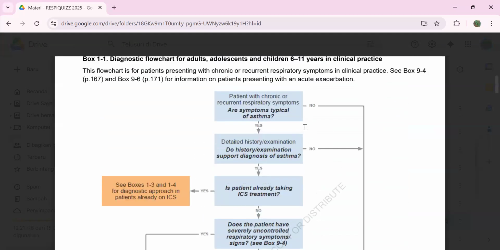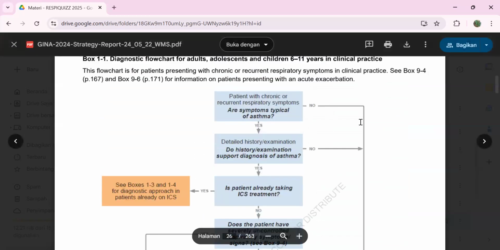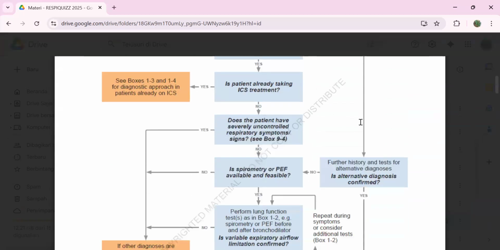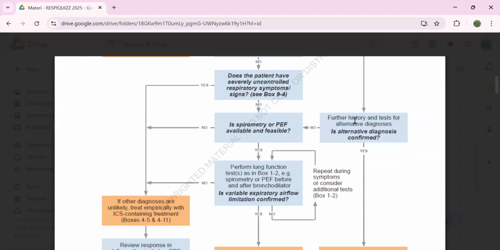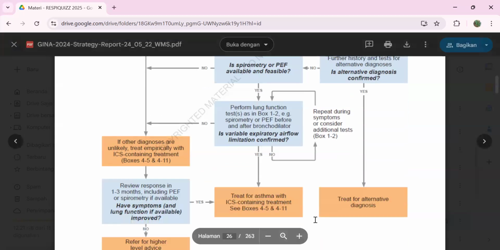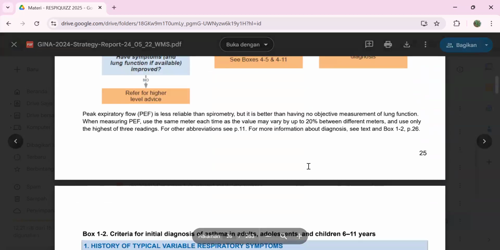If the answer to the first question, are symptoms typical of asthma, is no, we should do further history and tests for alternative diagnosis. Is the alternative diagnosis confirmed? If the answer is yes, treat for the alternative diagnosis.